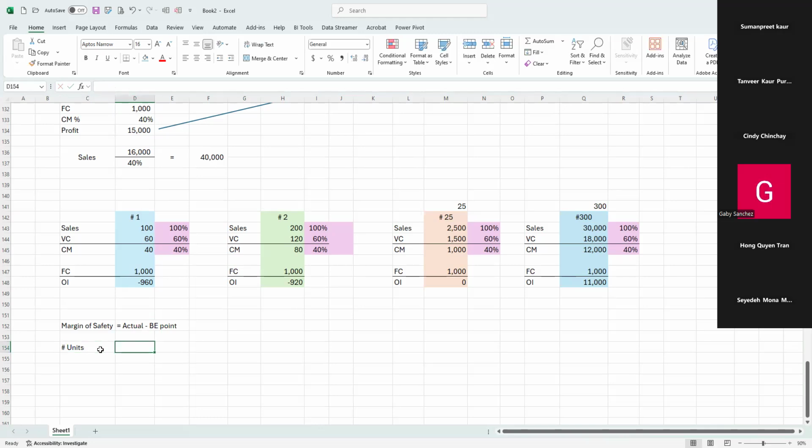How many units are we currently selling? 300. How many units do we need to sell in order to be at break-even? 25. So where is my margin of safety? 300 minus 25, this one minus that one, 275. So that's how many units I'm selling above the break-even.